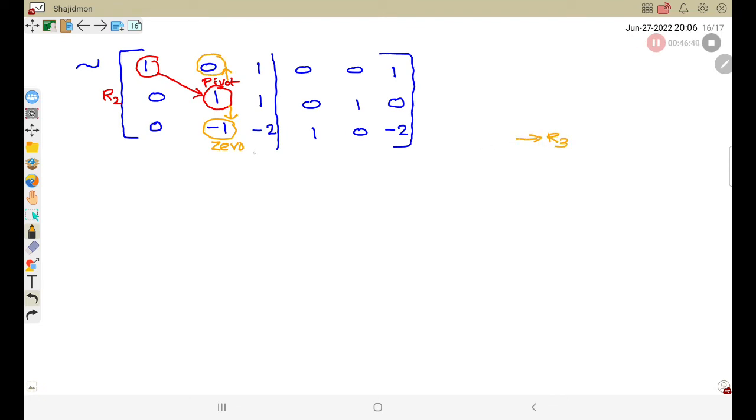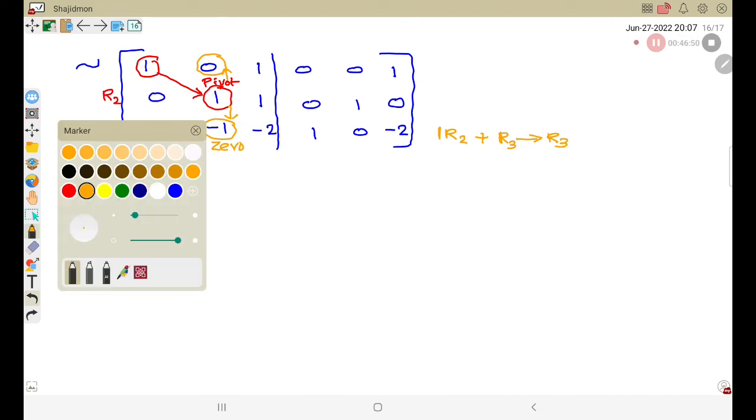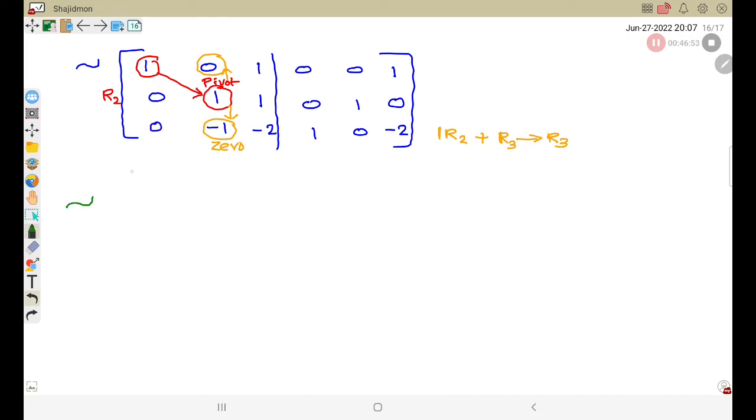Third row. So how to make that number 0? R3 plus is default. Opposite of minus 1, 1. Multiply pivot number coming row, second row. You can do this operation. I will write the answer here. Equivalently matrix.